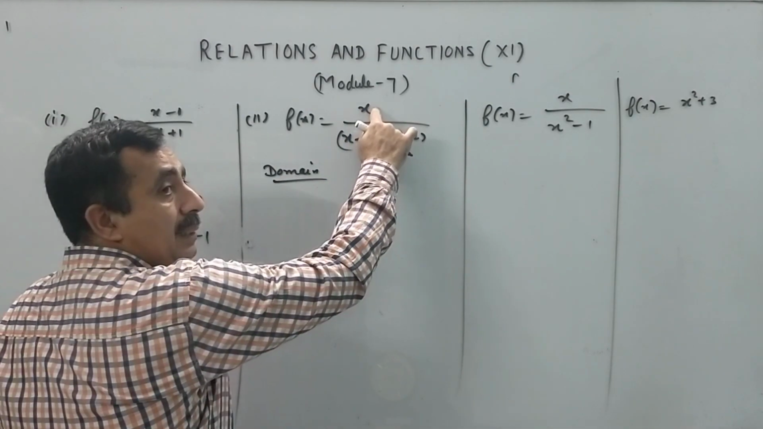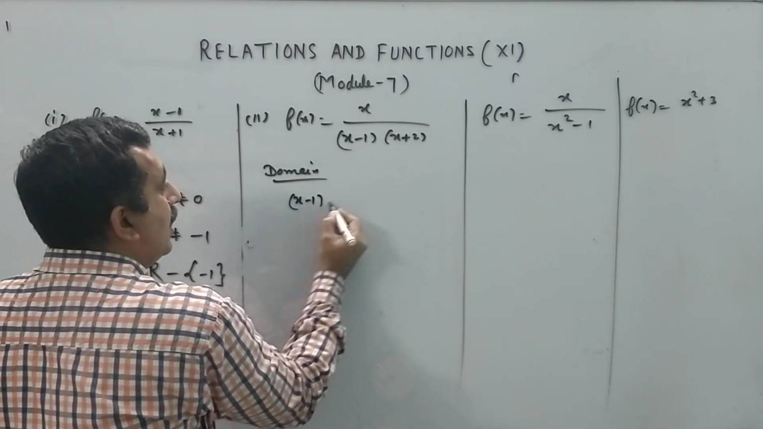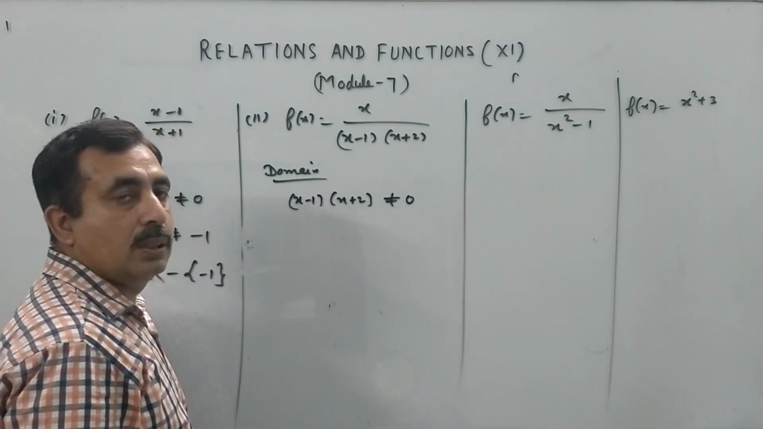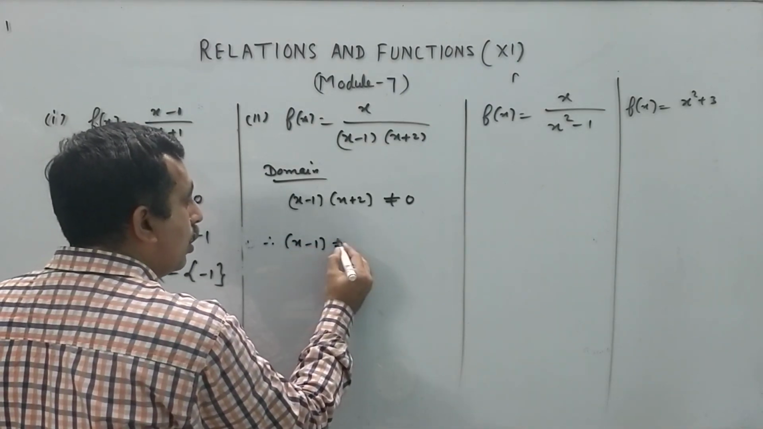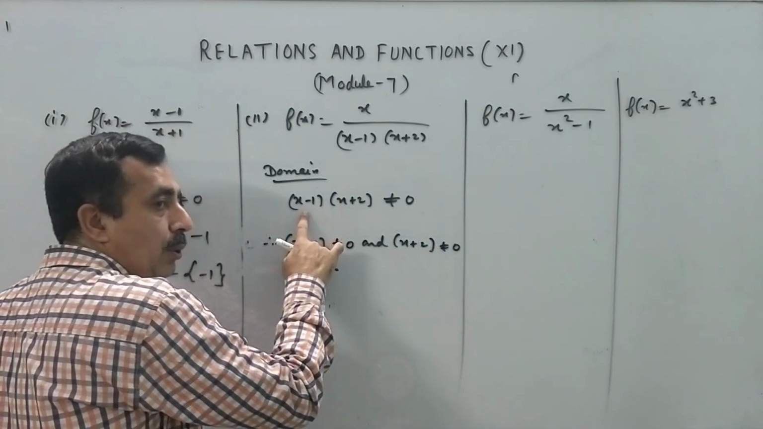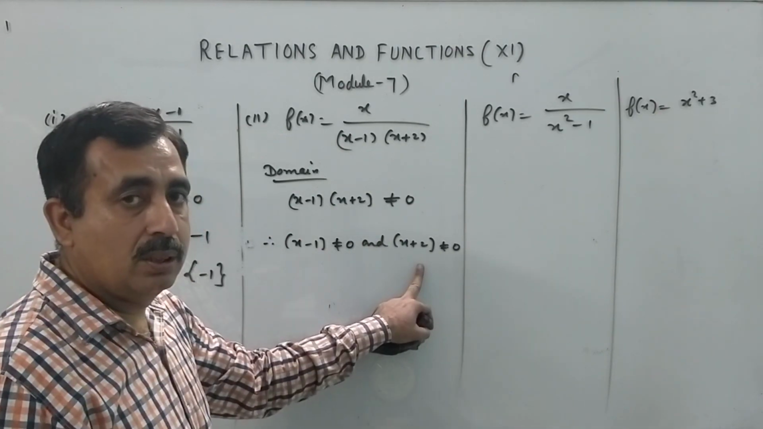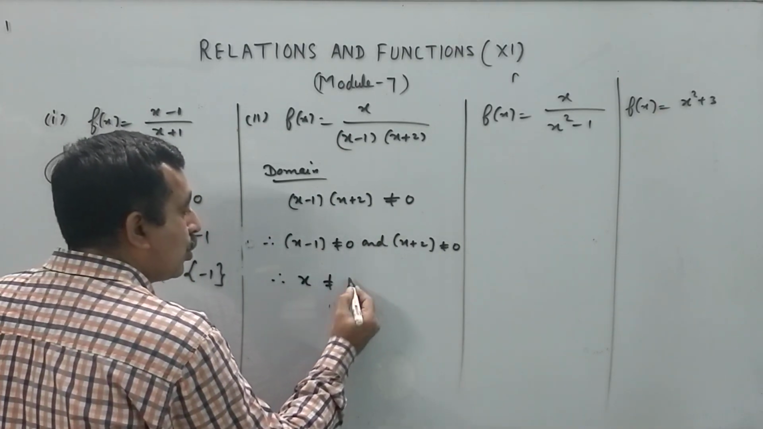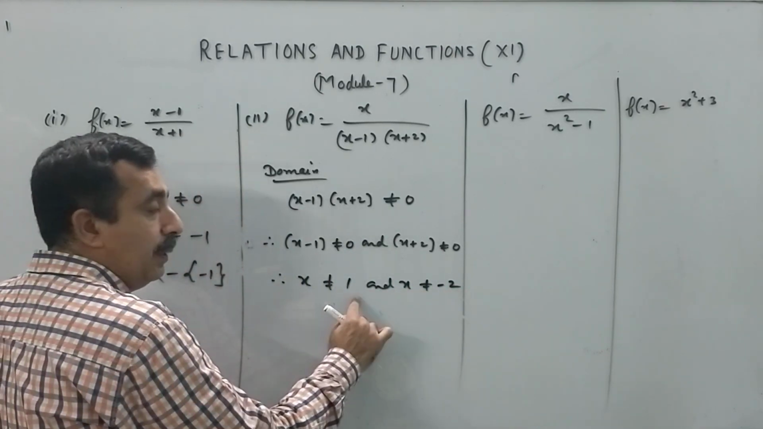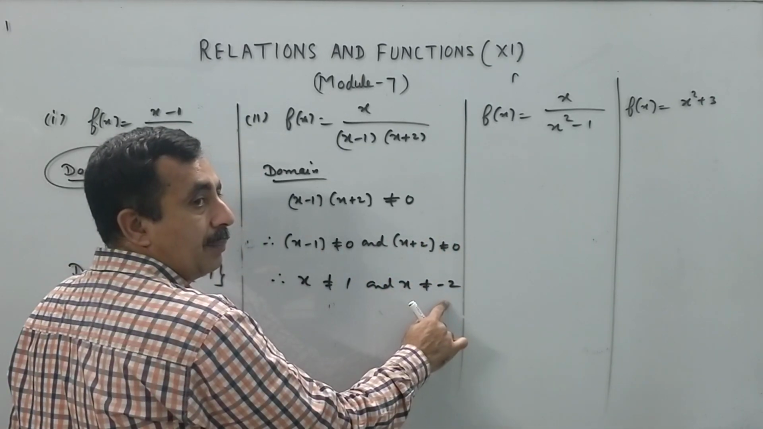So the numerator may be any number, but the denominator should not be equal to 0. It means the term (x minus 1)(x plus 2) should not be equal to 0. Therefore, x minus 1 should not be equal to 0 and x plus 2 should not be equal to 0. Both conditions must hold. Therefore, x should not be equal to 1 and x should not be equal to -2. So these two numbers are not possible.